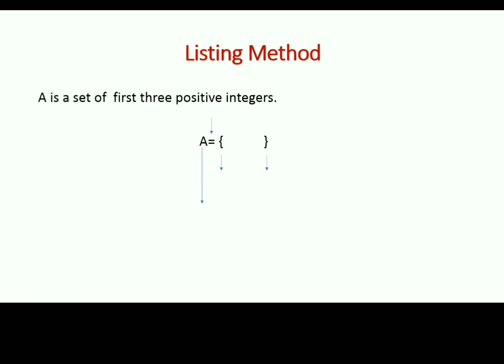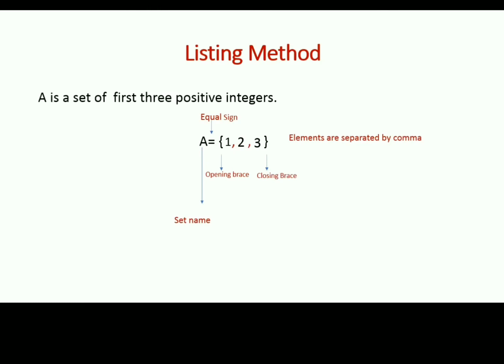When we represent this set by the listing method, we first denote the set's name, and now this name is A. Then we put an equal sign and we open the brace. Then we write the elements by separating them with commas. Let's write 1 and put a comma. Let's write 2 and put a comma. And let's write 3 and finally we close the brace. Okay, we represent set A by using the listing method.